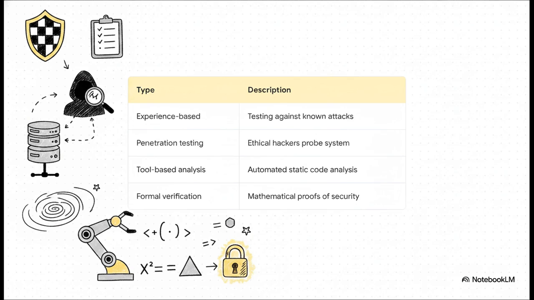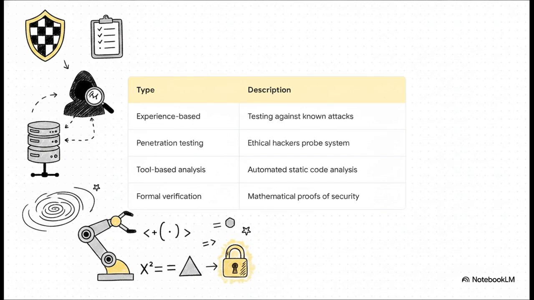Because we're fighting this uphill, asymmetrical battle, we rely on 4 very distinct types of security assessment to hunt down those vulnerabilities. First up is experience-based testing. This is checking your system against known vulnerabilities using established checklists, like just making sure you haven't left the door open to basic SQL poisoning. Second is penetration testing. This is the fun one, where you actually hire ethical hackers to actively go on the offensive and try to break into your system before the actual bad guys do.